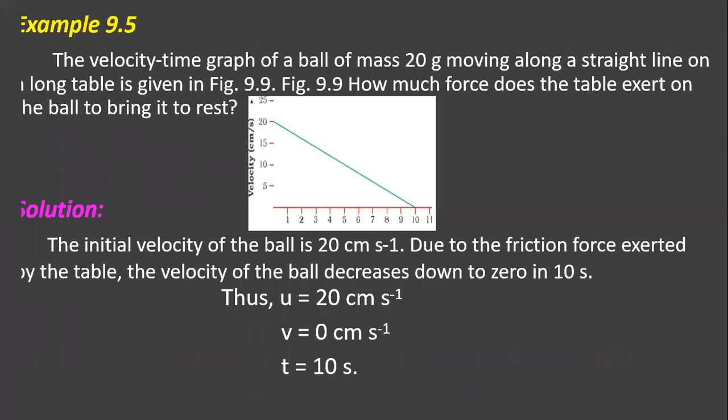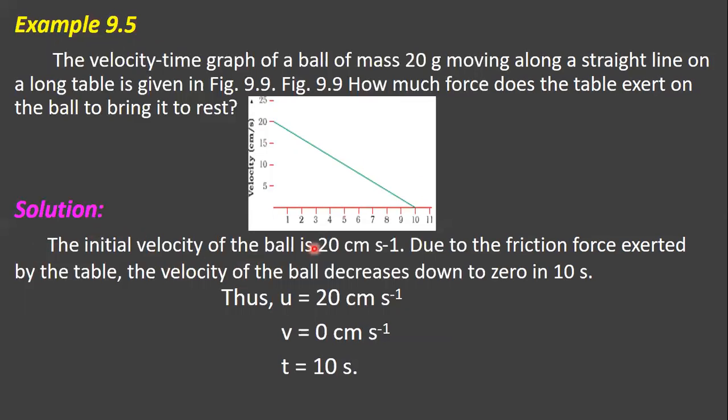Next one children. The velocity time graph of a ball of mass 20 gram moving along a straight line on a long table is given in figure 9.9. From the figure, how much force does the table exert on the ball to bring it to rest? See children, here the velocity time graph of a ball of mass 20 gram moving along a straight line on a long table is given. You have to find how much force the table exerts on the ball to bring it to rest.